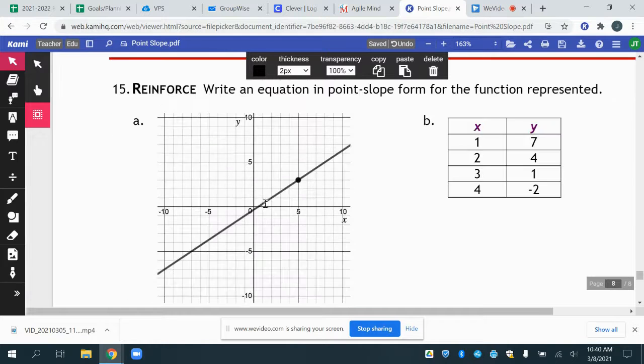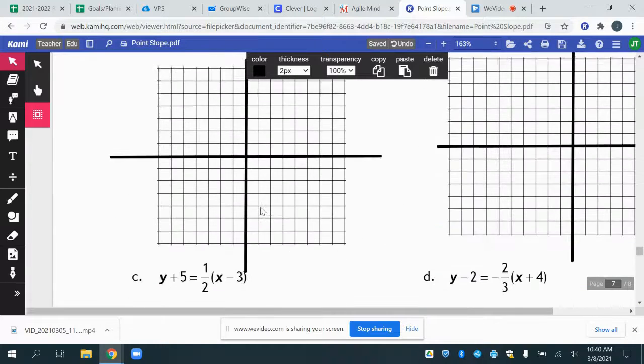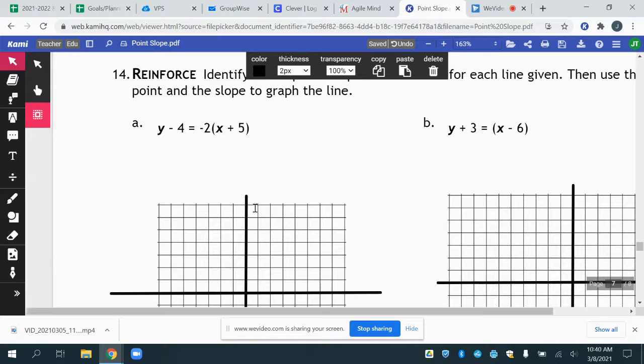Okay, that's the only graphs. Okay, great. Let's do this. I'm going to do this fast now. Let's see. This point goes through the point.